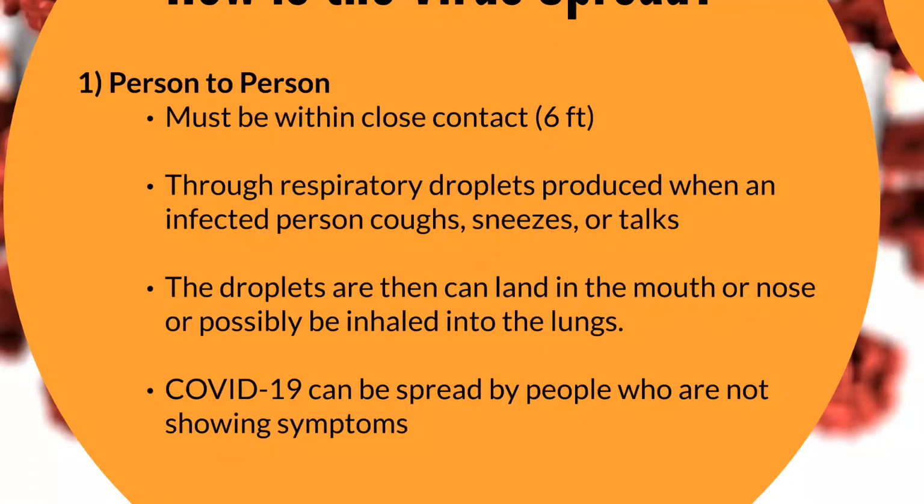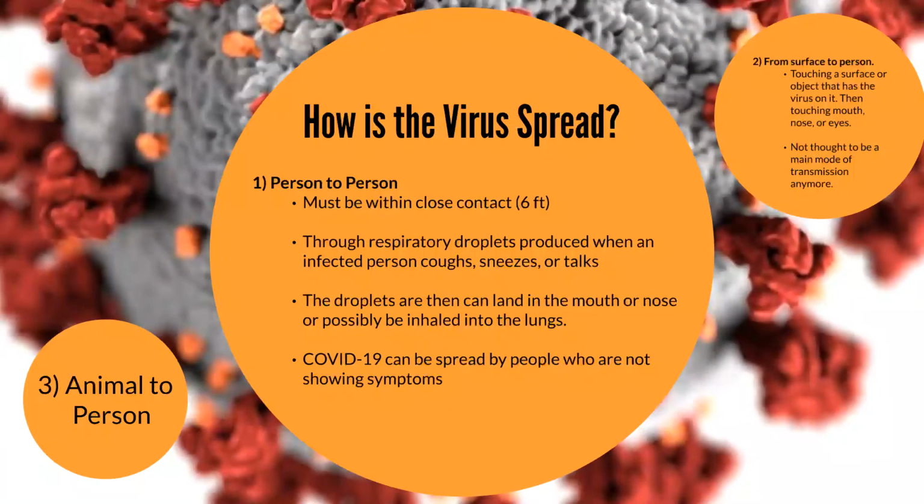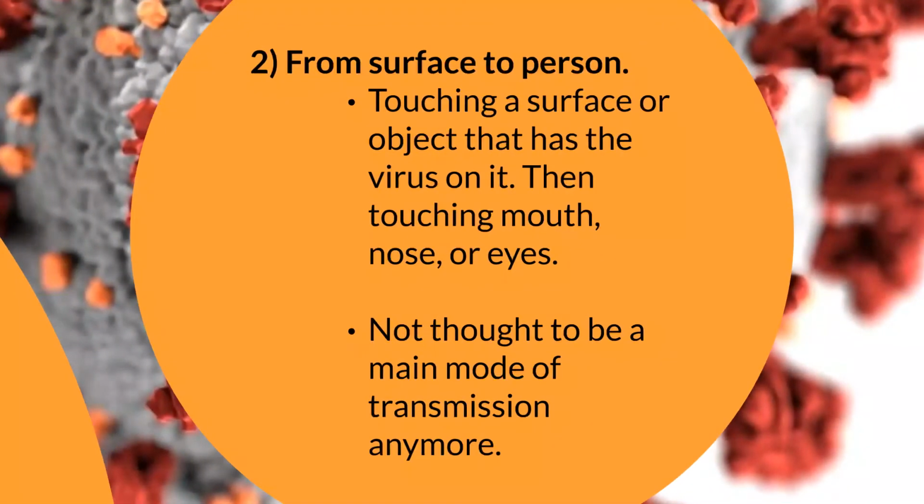COVID-19 can be spread by people who are not showing symptoms. We call these asymptomatic people. There is a possibility of that. What we know about that is still being researched, and there's more to come on asymptomatic spread. One other way that this virus can be transmitted is from surface to person.